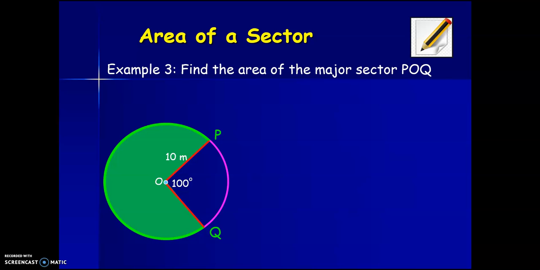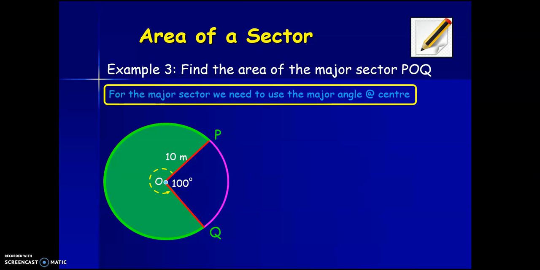Let's look at a third and final example. Here we're asked to find the area of the major sector POQ in a circle with a radius of 10 metres and a minor angle at the centre of 100 degrees. But to find the major sector, we need to use the major angle at the centre. So we need to do 360 take away 100 is equal to 260 degrees. So the major angle in the green sector is 260 degrees.